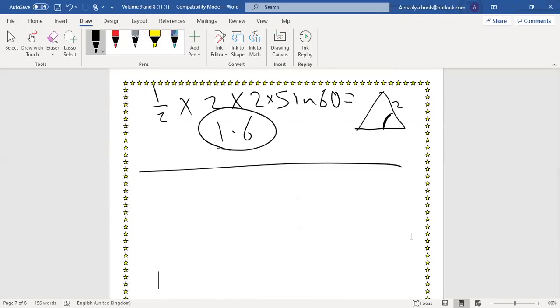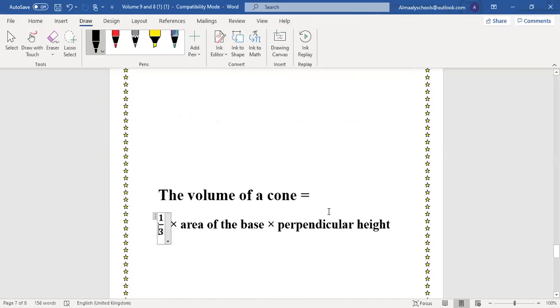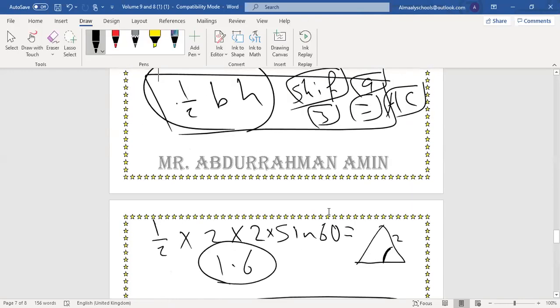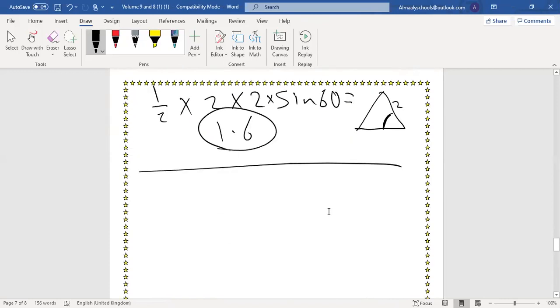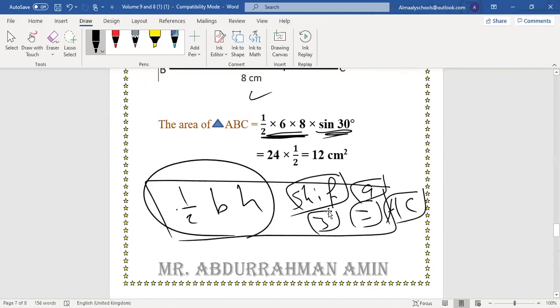So today, alhamdulillah, we learned the second rule of how to calculate the area of the triangle. The rule said the area of the triangle equals half the product of 2 sides multiply sine the included angle.